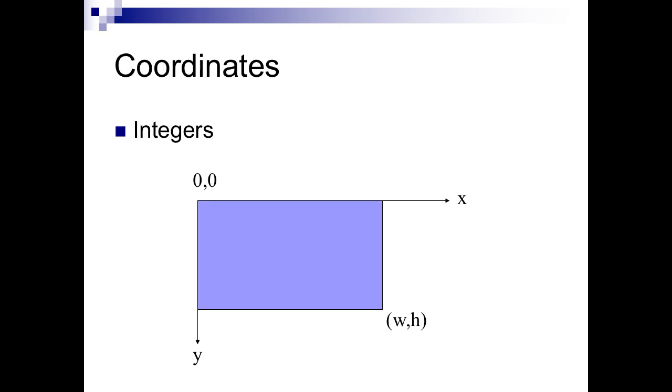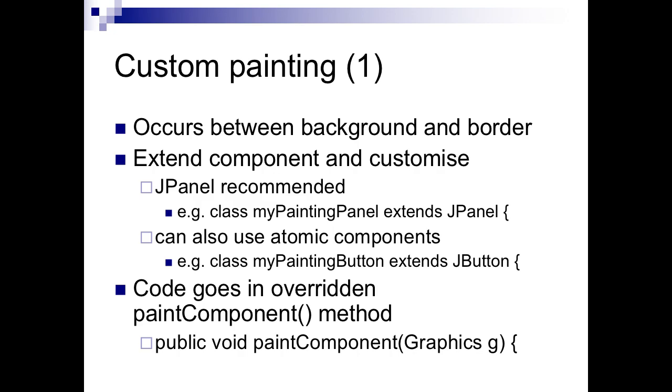So the x and y location is in the upper left corner. The width and height is going to be d.w and d.h. When you get the location, you'll be able to get the x and y position. And when the layout manager comes along, it's going to set the location and dimension.